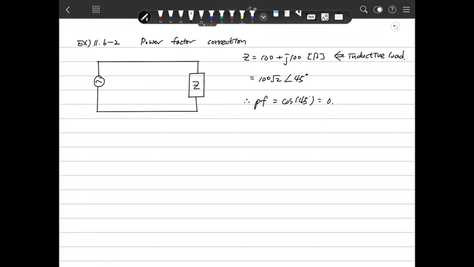So maybe 0.707 will be the power factor. If there were only the G, then the power factor would be 1. And this is inductive, so it is a lagging power factor.